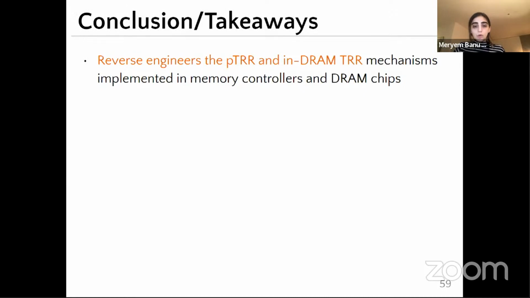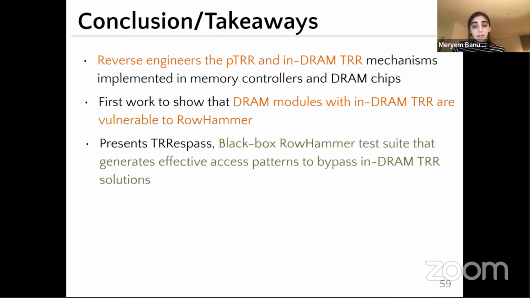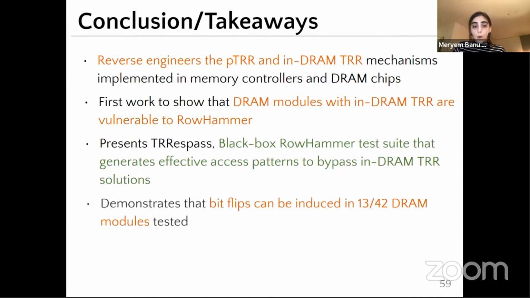Let me summarize the work. The paper reverse engineers the TRR mechanisms employed in memory controllers and inside DRAM chips, which are PTRR and in-DRAM PTRR. This is the first work to show that DRAM modules with in-DRAM TRR are vulnerable to RowHammer. The authors also present TRRespass, which is a black box RowHammer test suite that generates effective access patterns to bypass in-DRAM TRR solutions. One key result of the paper is that it demonstrates you can create bit flips in 13 out of 42 DRAM modules.